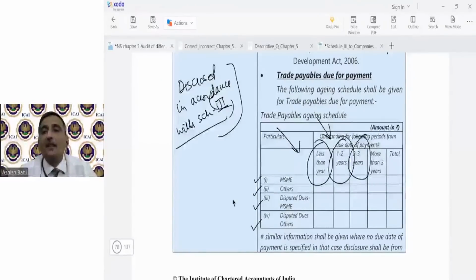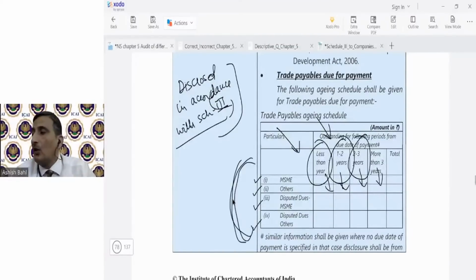So less than 1 year, 1 to 2 years, 2 to 3 years, and more than 3 years. And this has to be done. This has to be broken into MSME and others.